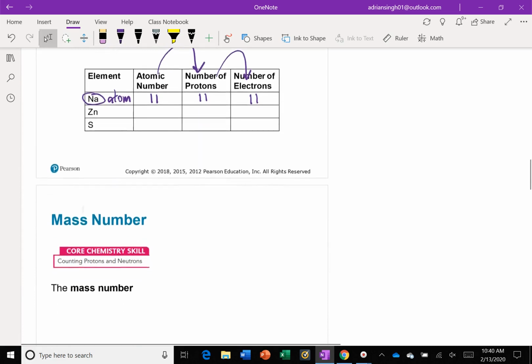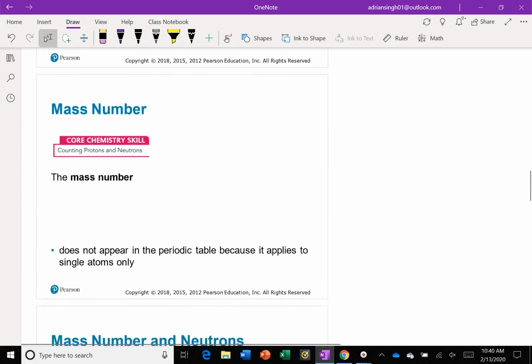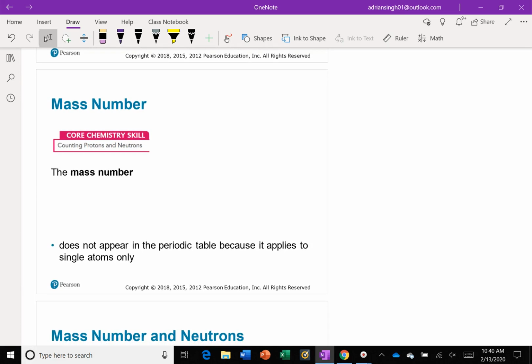So we've seen how we can determine the number of protons in an atom. We just look up the atomic number. We see how we can come up with the number of electrons. That is simply equal to the number of protons, because by definition an atom has to be neutral. What about the number of neutrons? How are we going to determine that?